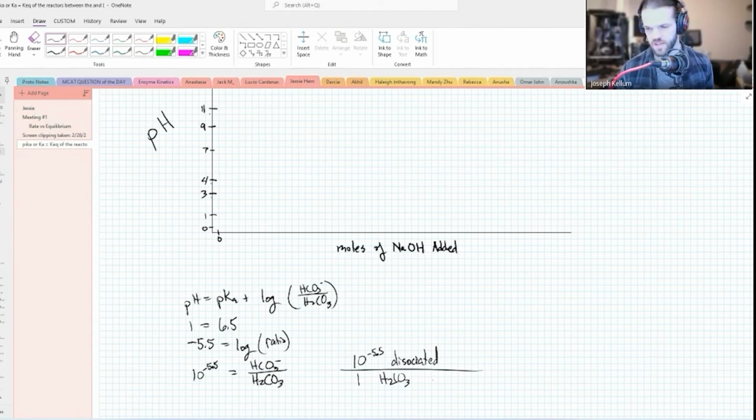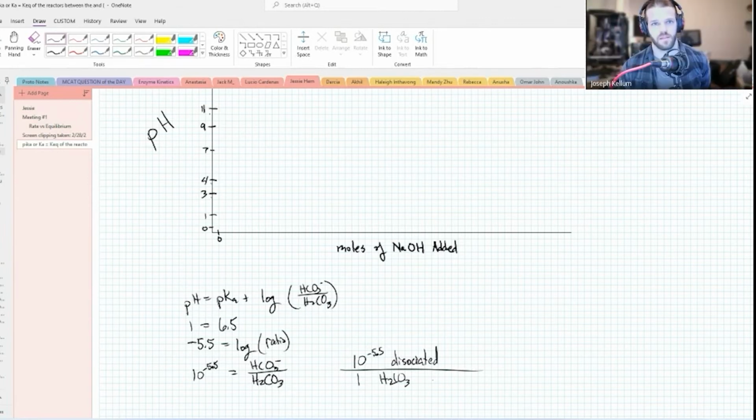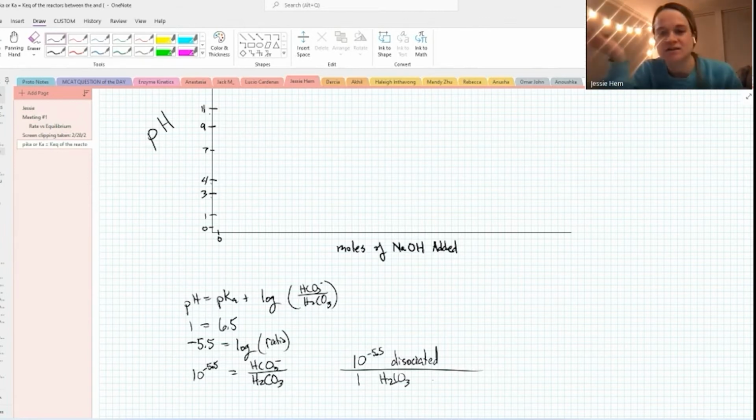So you have 10 to the negative 5.5, which means that for every one H2CO3, the associated acid, you have 10 to the negative 5.5 HCO3 minus. So you need a lot of the acid in the solution, or a high concentration, to get a substantial amount of the HCO3 minus.